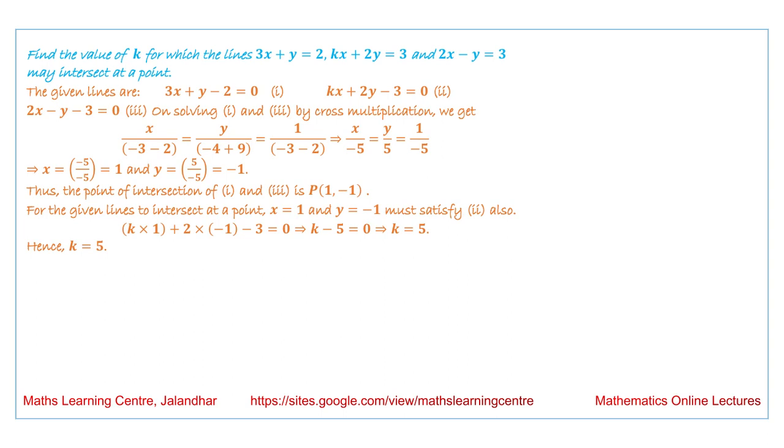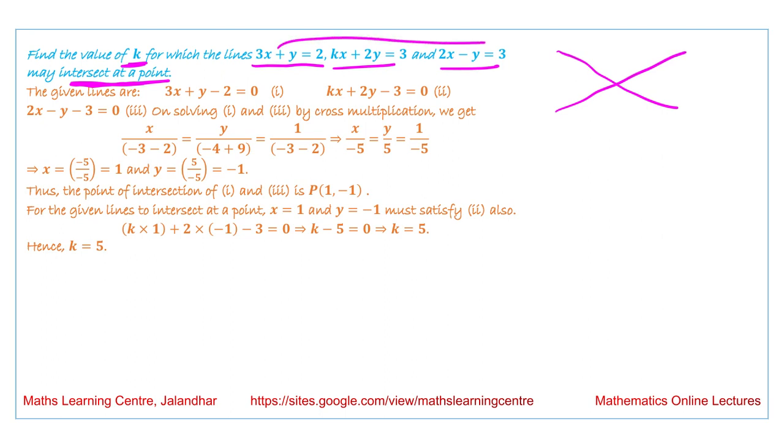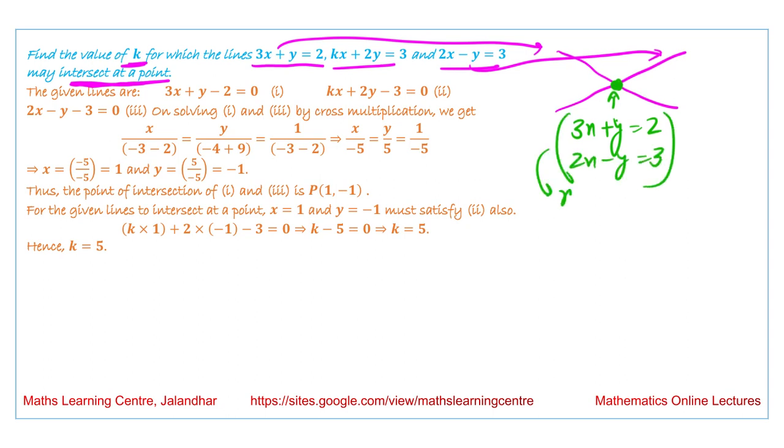Next is find the value of k for which these three lines may intersect at a point. So first of all, we are talking about this first line and this last line, and we are calculating the point of intersection. So it is given 3x plus y is equal to 2, 2x minus y is equal to 3. So on solving this, we will obtain x is equal to 1 and y is equal to minus 1. So the point of intersection we have is 1 comma minus 1.